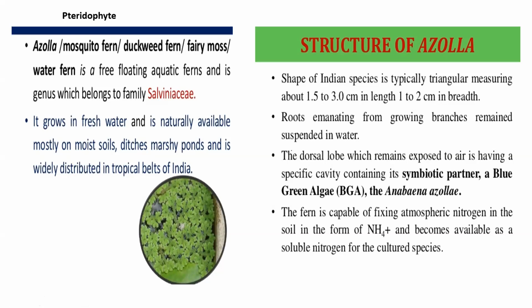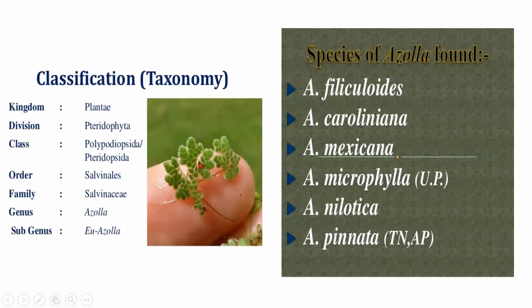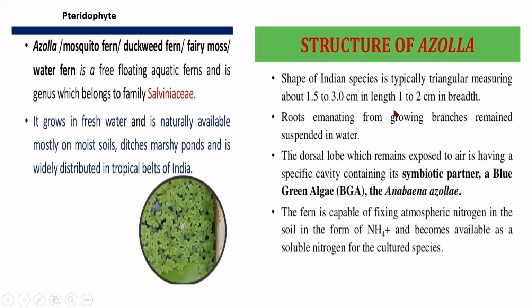So it grows well in our tropical country, the Indian climate. It's very, very suitable for growing azolla. So it comes in different shapes, but the shape of the Indian species is triangular. See, the structure of the azolla looks triangular. So the Indian species is triangular, they say.